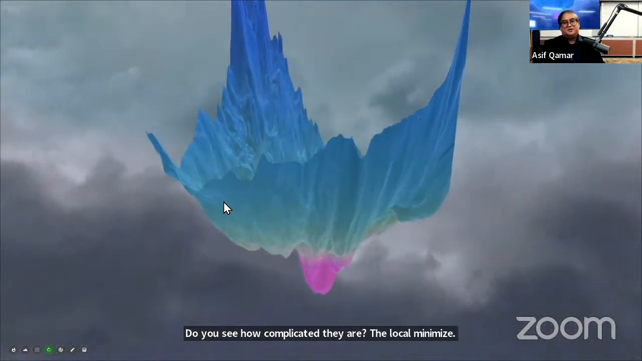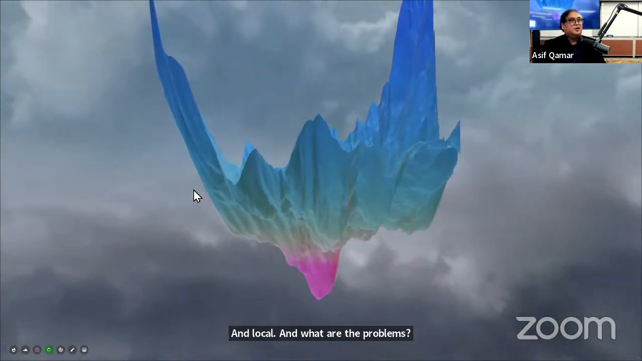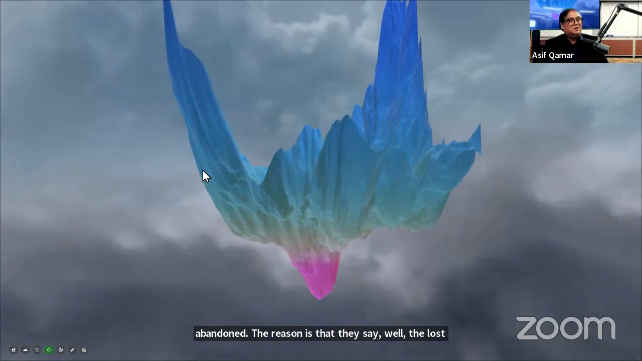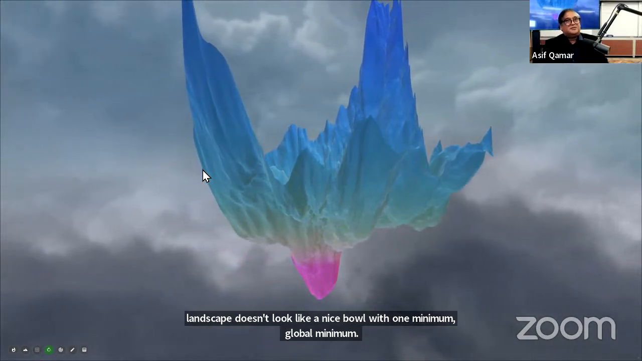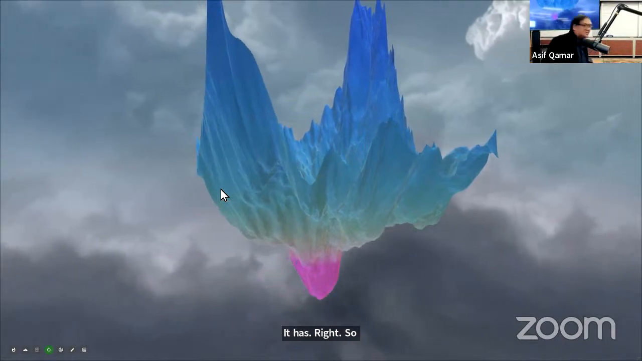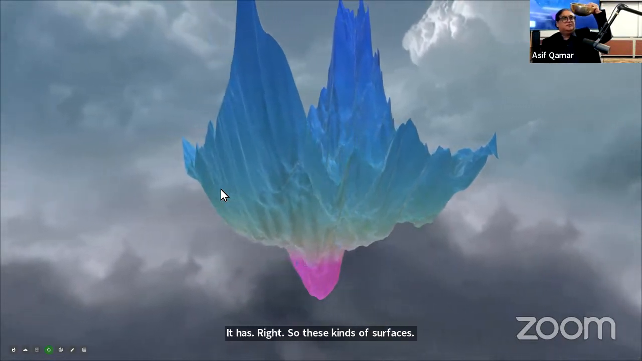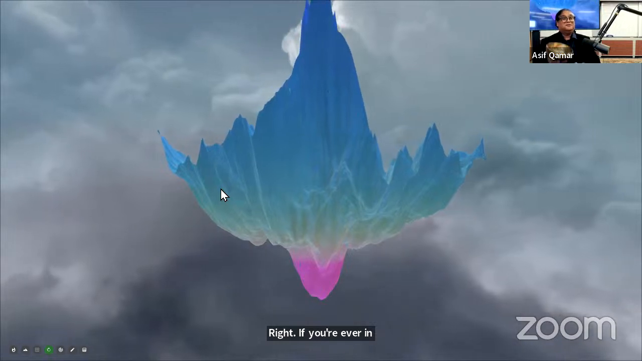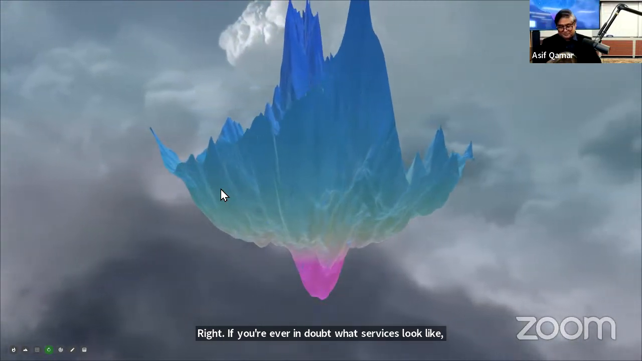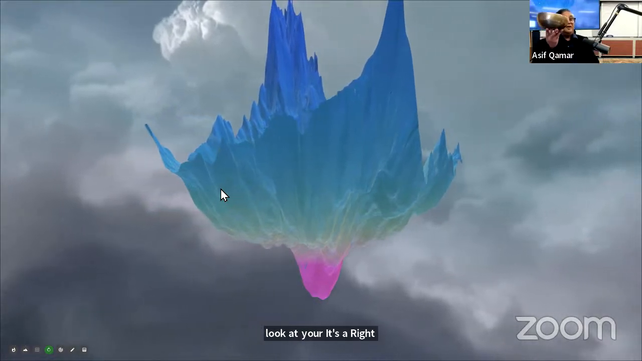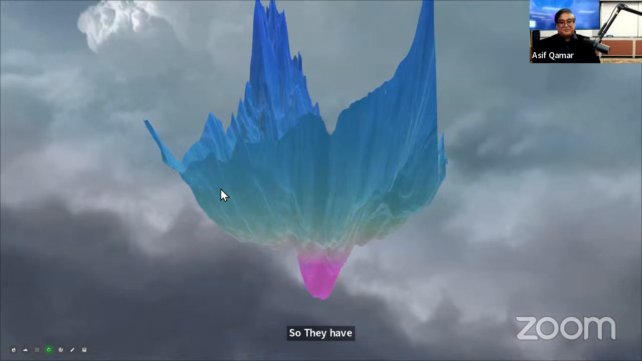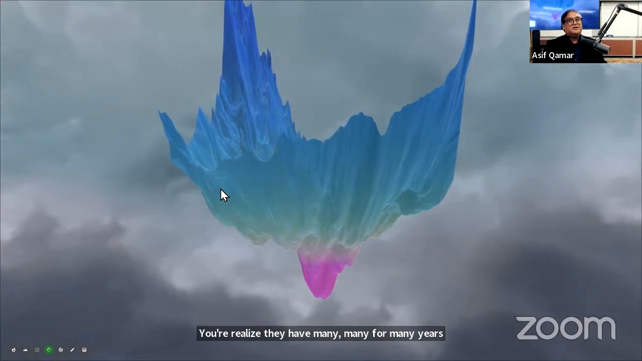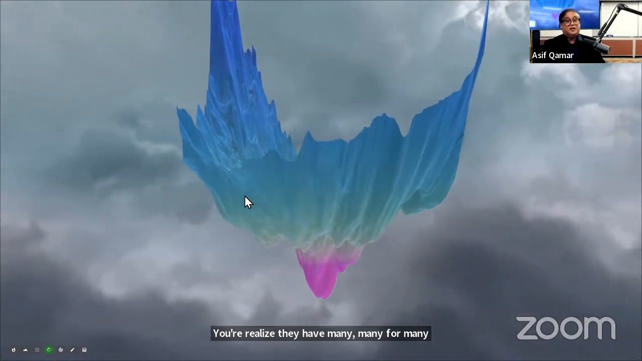One of the problems was that neural networks at one time were practically abandoned. The reason is that the loss landscape doesn't look like a nice bowl with one global minimum. Those kinds of surfaces are called convex surfaces. If you are ever in doubt what convex surfaces look like, look at your tummy. Convex surfaces have only one minimum. But if you look at the loss landscape of these, you realize there are many minima, and for many years people abandoned it. Neural networks have actually gone through many winters.